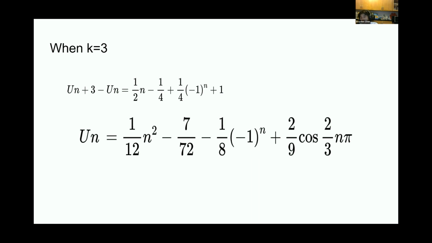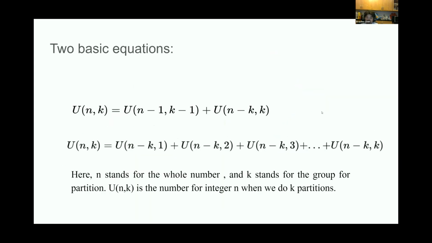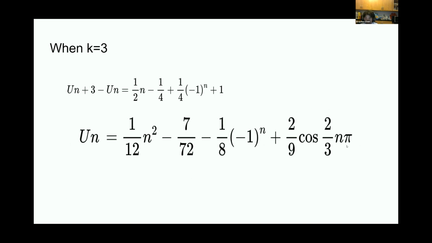This uses cosine and pi because it involves the roots of unity from the diagram. You can see that 2/3 pi and 2/3 n pi. And yeah.